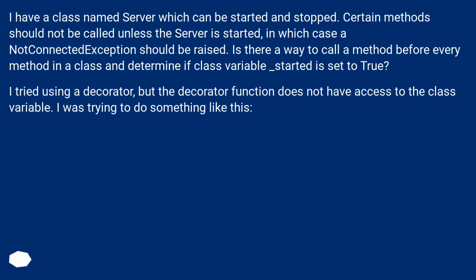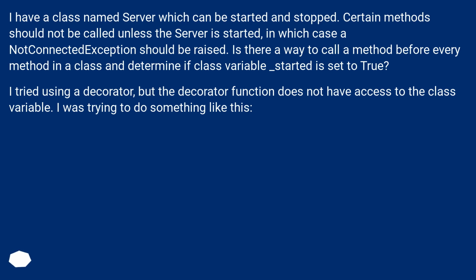Check condition before method call. I have a class named server which can be started and stopped. Certain methods should not be called unless the server is started, in which case a no-connected exception should be raised.